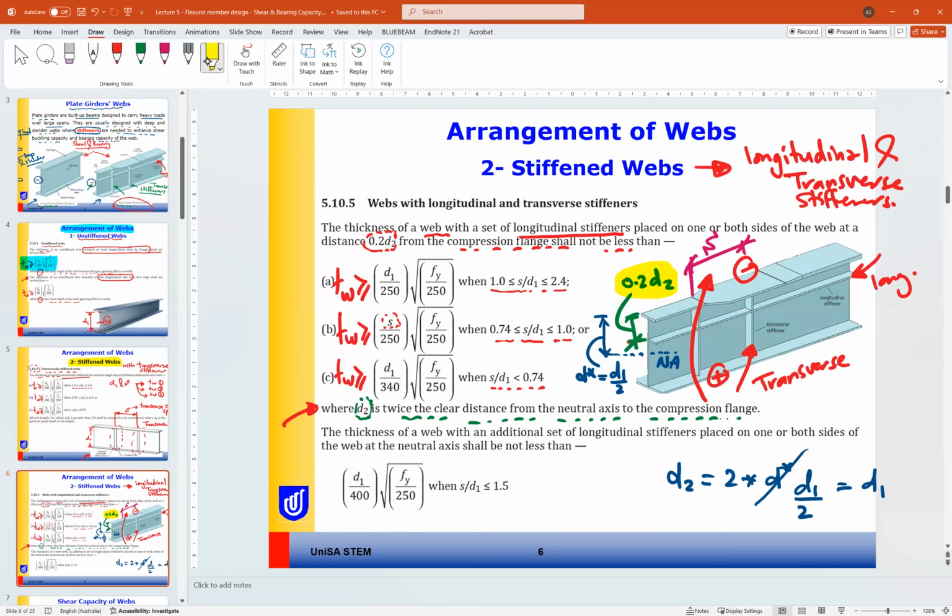Okay, as another case here, the thickness of a web with an additional set of longitudinal stiffener placed on one or both sides of the web at the neutral axis shall not be less than. So if we add one more, if this is our cross section, so we have one set of the longitudinal stiffener here or here as well. So this one at 0.2D. If we have another neutral axis, I will just need to increase the size a little bit.